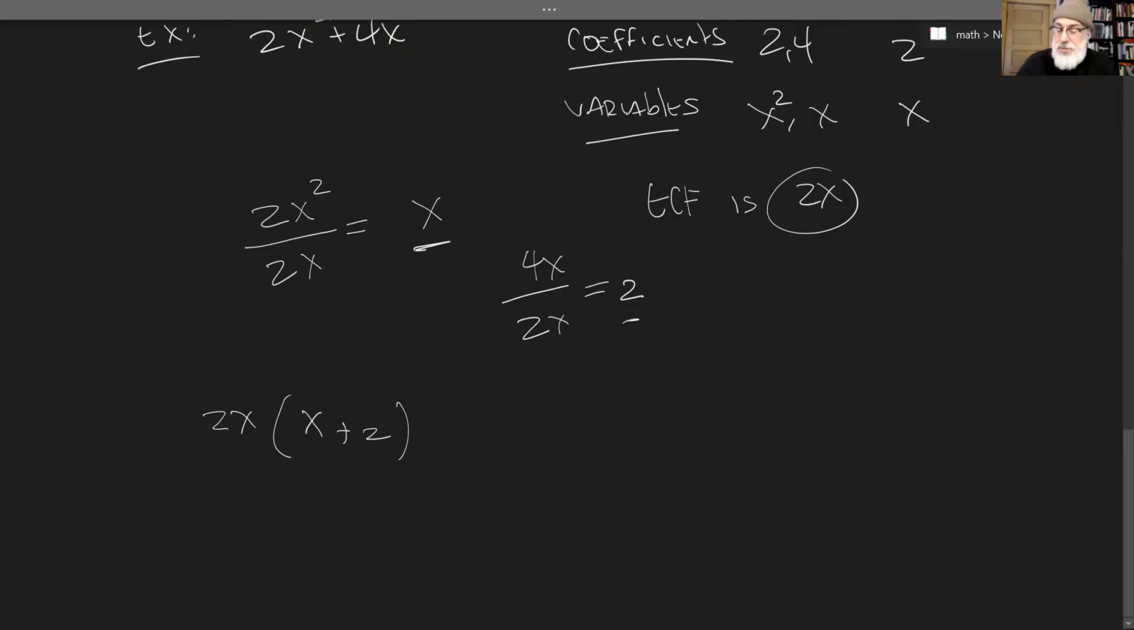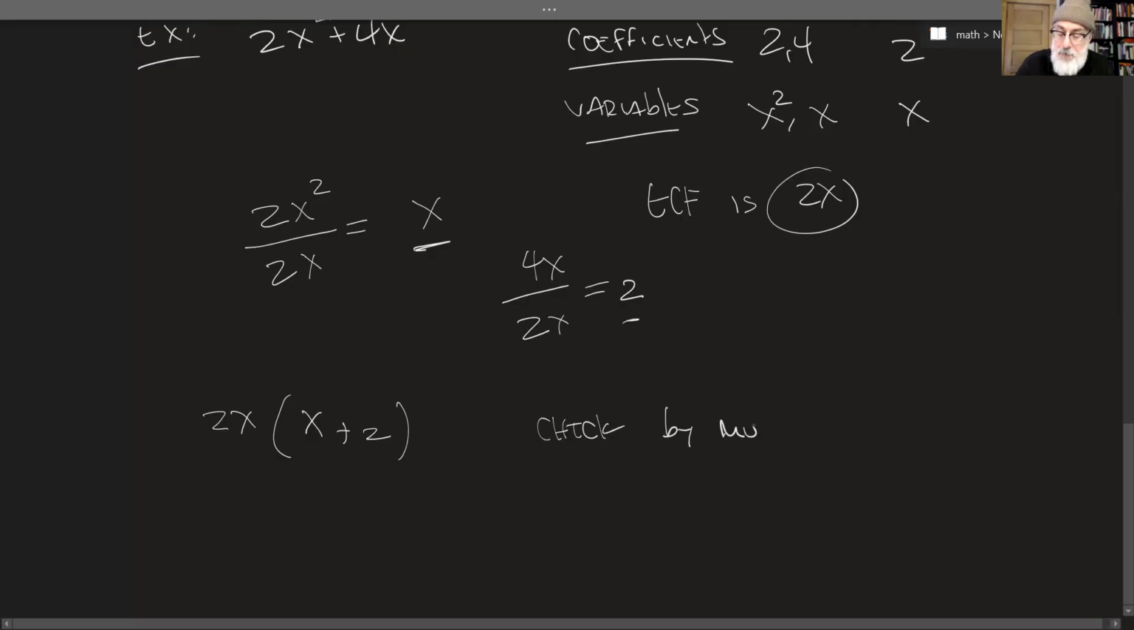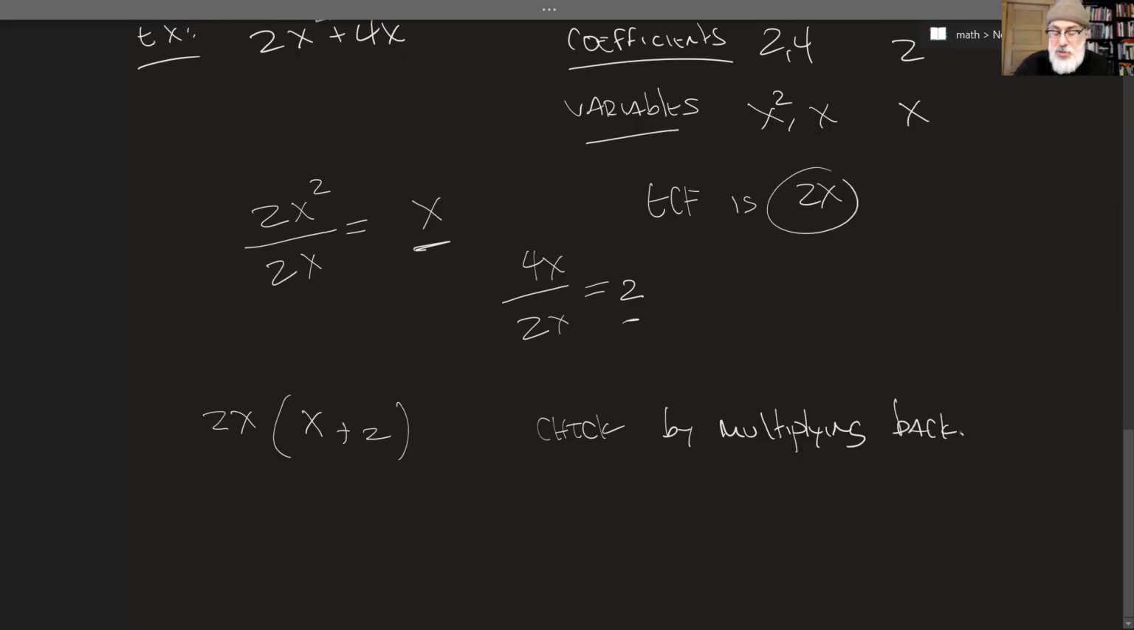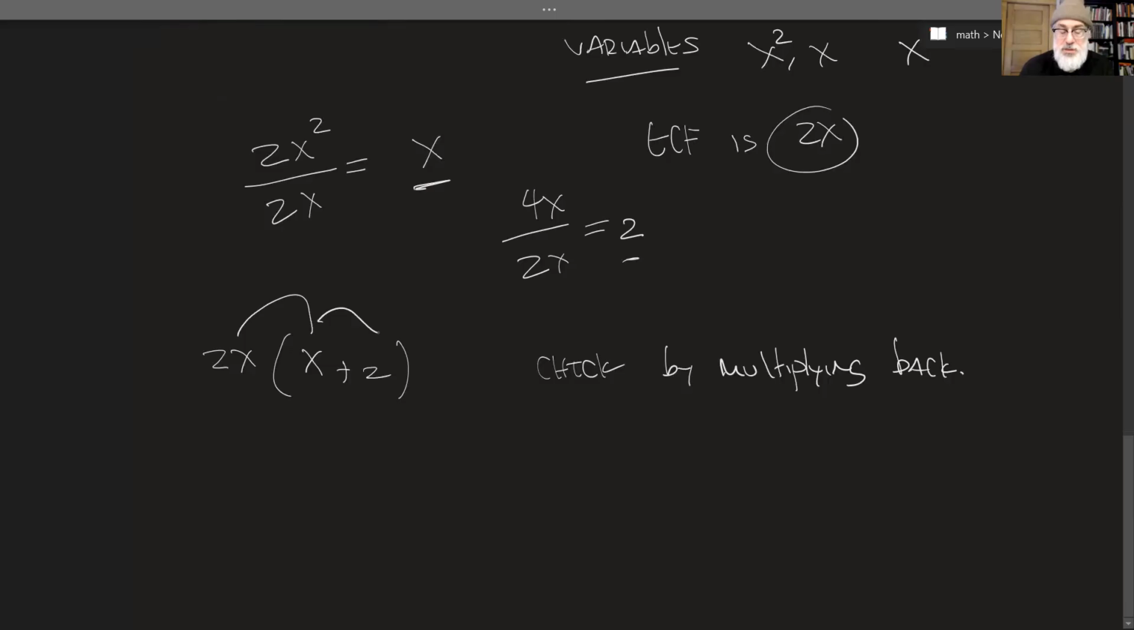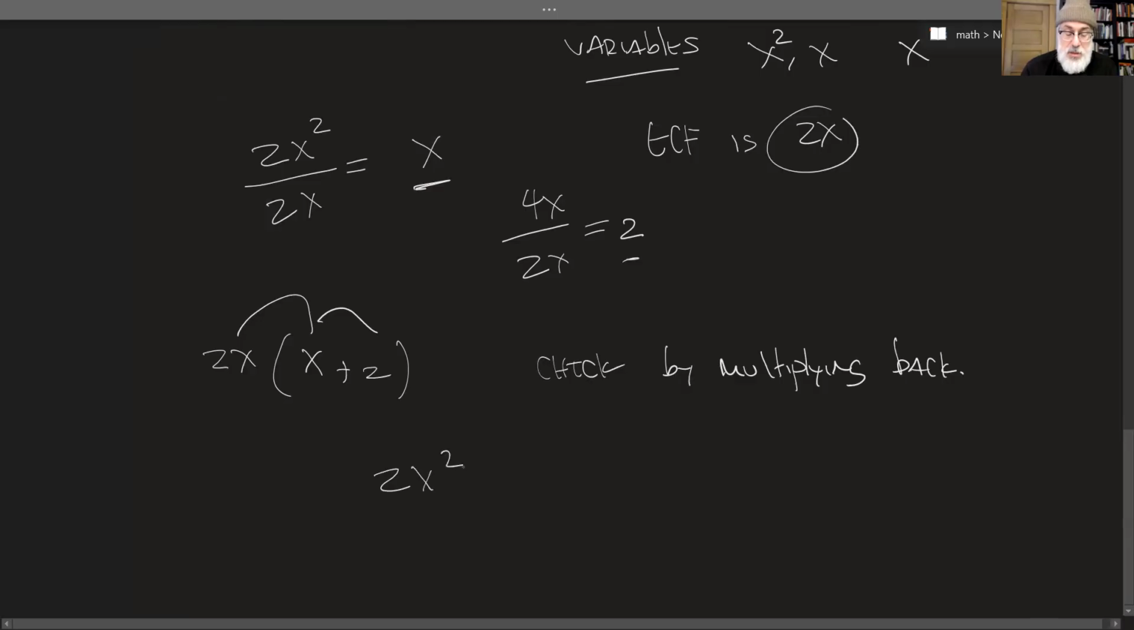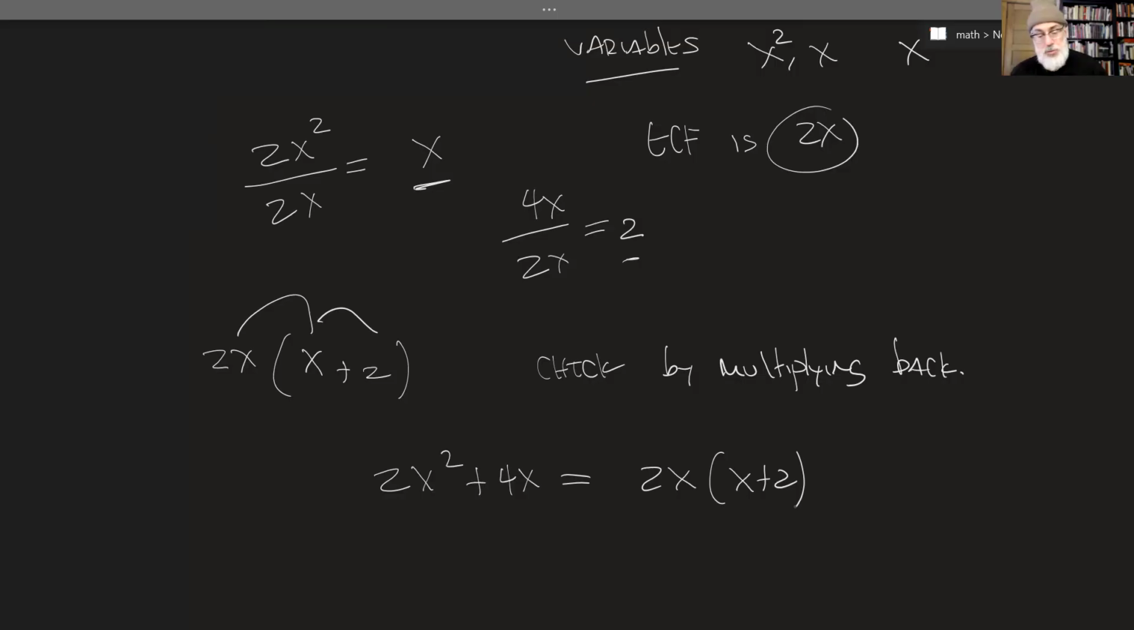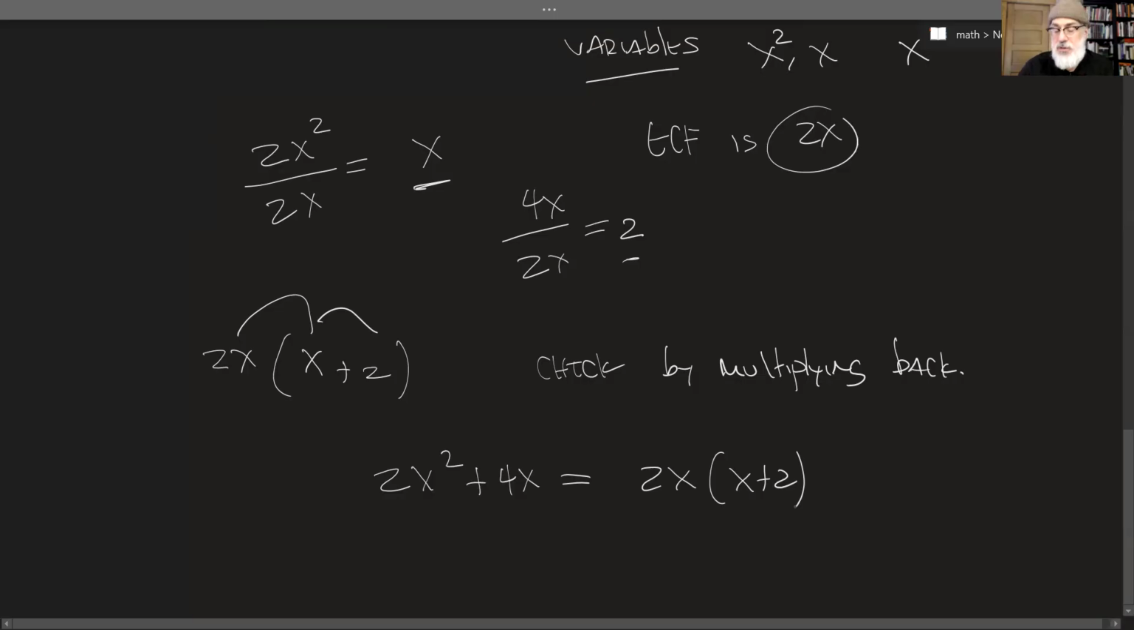Now, is this correct? You can always check by multiplying back. So what I mean is you can distribute to see if you get the original expression. So 2x times x is 2x squared. 2x times 2 is 4x. And that was indeed our original. So this is a factorization of this binomial. If you need to review polynomials and multiplying, adding, subtracting polynomials, look at the previous lecture, lecture 5.